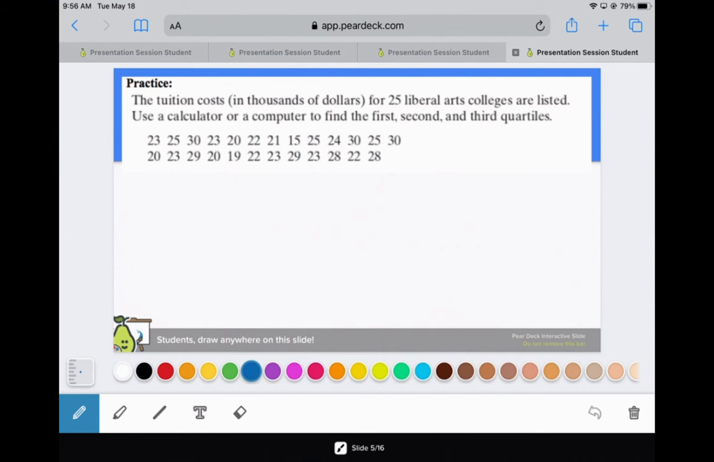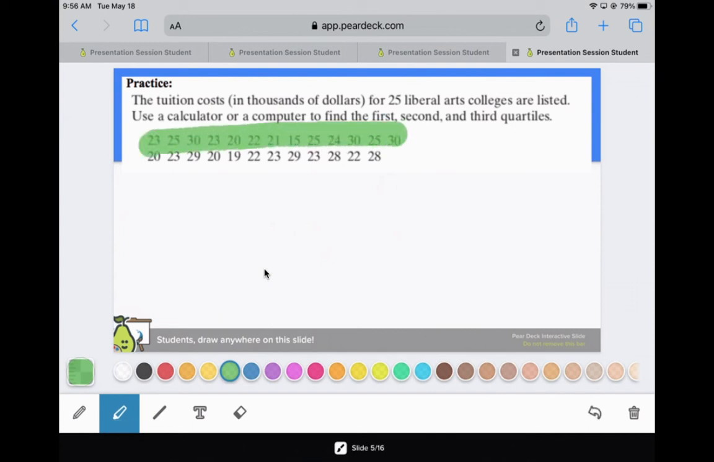Let's do another one together. Now, notice this one is 25 numbers. It's too much. I don't want to do all 25 numbers. Okay, so I'm going to cut it down. So let's use just the first line. Just use those numbers to find quartile 1, quartile 2, and quartile 3. Okay, let's not do all 25, just use some of them.